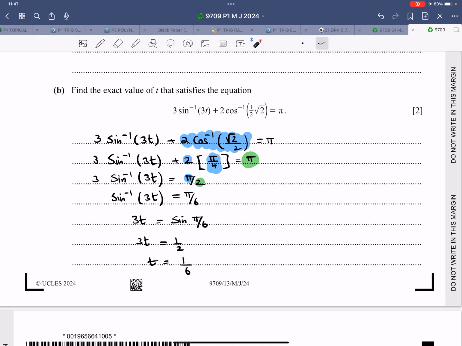Now let's start on the left hand side. Now on the left hand side, what is happening? This is 3 and then it's sine inverse 3t. So now I take this 3, I divide, this becomes pi by 6. Sine inverse of 3t is pi by 6. Therefore, 3t is sine of pi by 6. Sine of pi by 6 is half. Make t the subject. t comes out to be 1 over 6. So that's such a simple question.